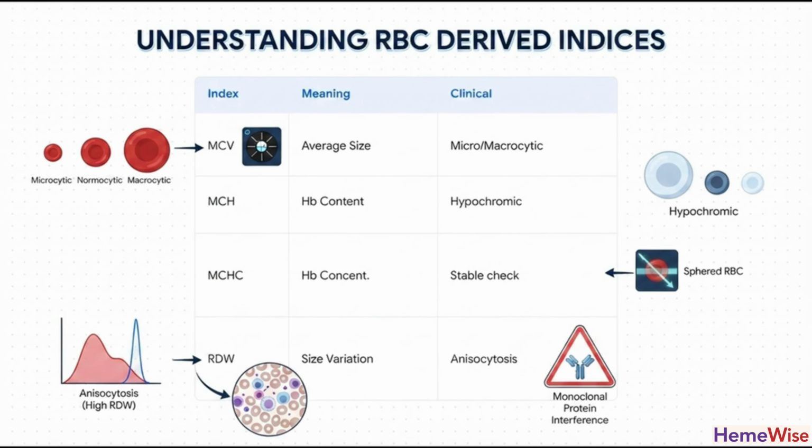Now, those derived indices, they tell us the actual story of the cells. The MCV tells us the average size. So is the cell microcytic, normocytic, or macrocytic? Then you have the MCH and MCHC, which tell us about the hemoglobin content and concentration. Basically, is the cell hypochromic? And then there's the RDW, or red cell distribution width. This is really just the machine's numerical version of looking at anisocytosis on a peripheral smear. It tells us how wildly those cell sizes vary. But a quick heads up, high levels of monoclonal proteins can actually mess with these numbers, totally artificially, so always keep an eye out for that.